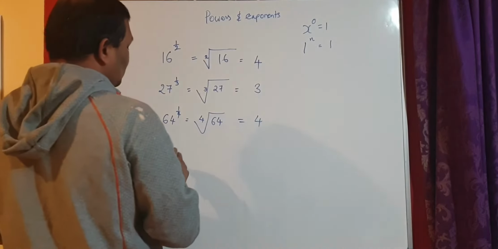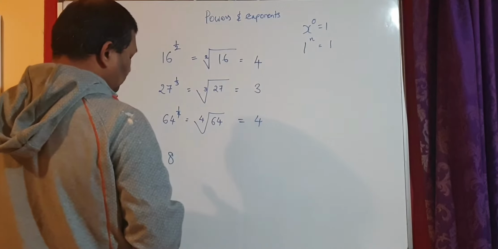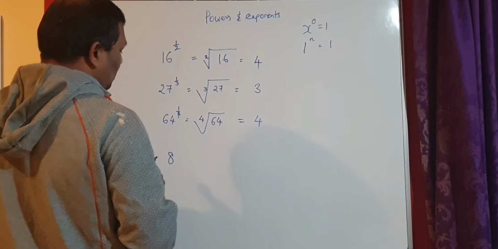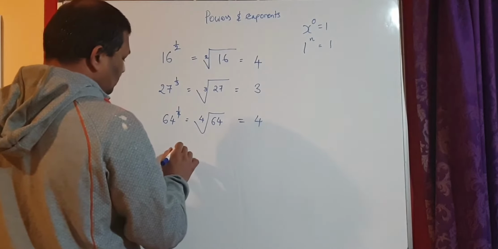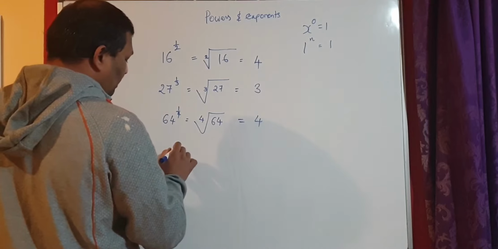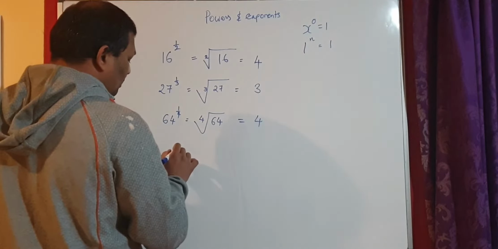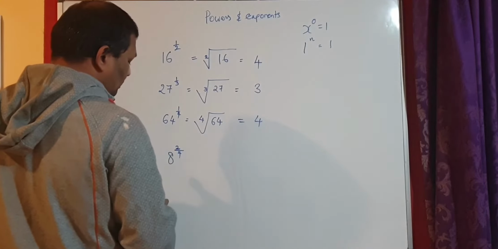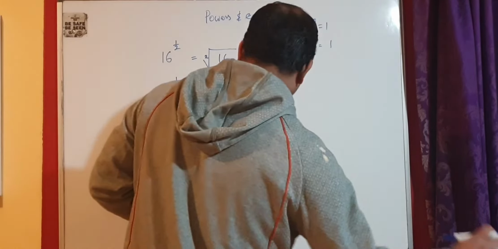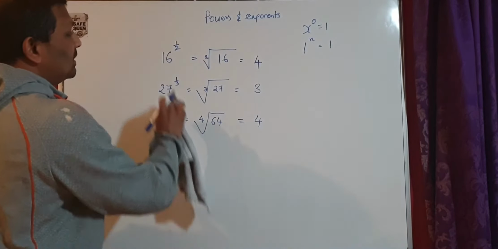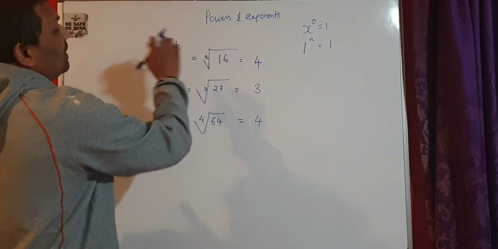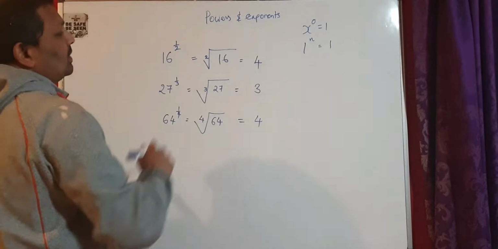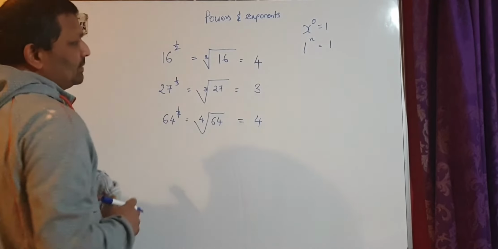For example, if somebody gives you 8 to the power of 2 by 4, we'll come to that one later. But for now, you just learn that for any number that has a fractional power, this is how you calculate and find out the value of that number.